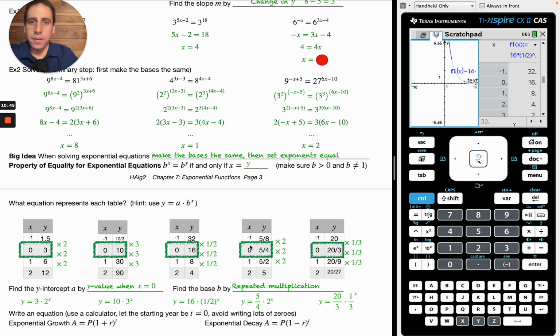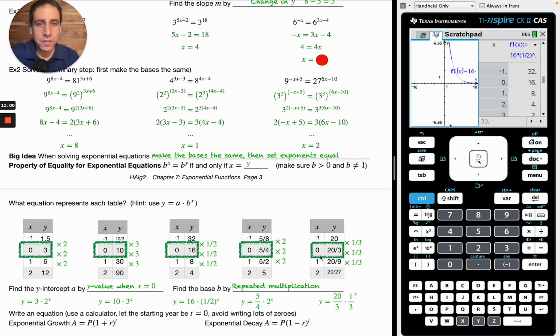Here, the y value is 5/4 when x is 0, so that's what goes first, 5/4, and then you're multiplying it by 2. 5/8 times 2 is 5/4, times 2 is 5/2, times 2 is 5, times 2 is 10, and you can get the same thing on your Inspire.